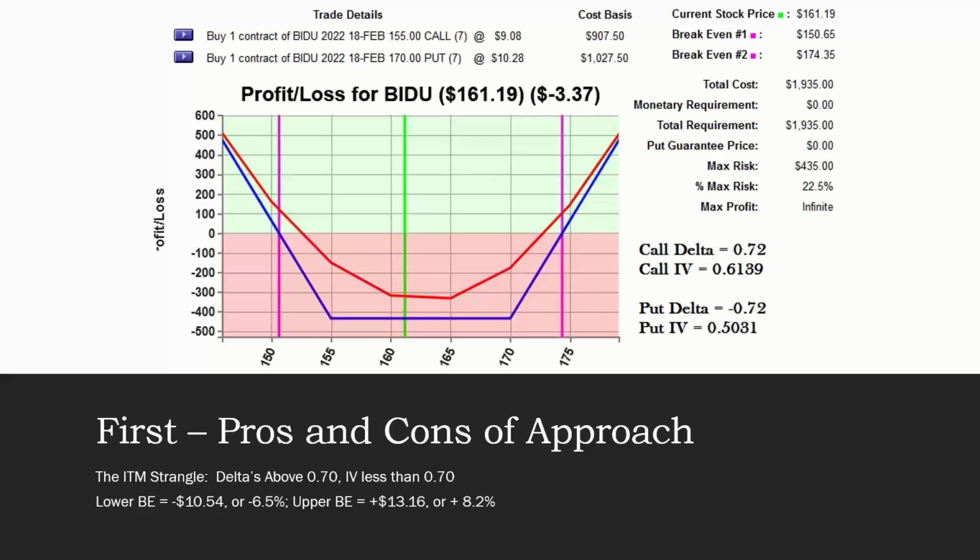The upper break even's at 174.35. So we need a move of $13.16, because maybe it's a little bit skewed using the 170 instead of the 167.50 in this case, but that would be a gain of 8.2% in order to get to the upper break even. So pretty significant moves needed in both cases, not out of bounds for what one might expect at earnings. But let's move on and take a look at maybe the comparison.